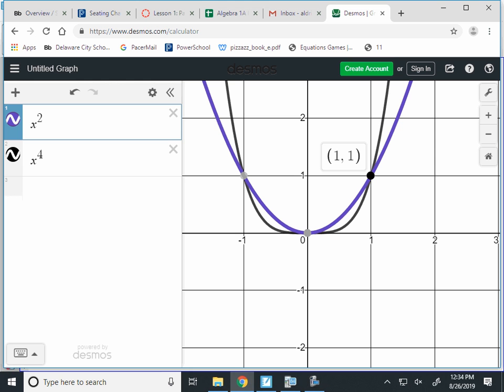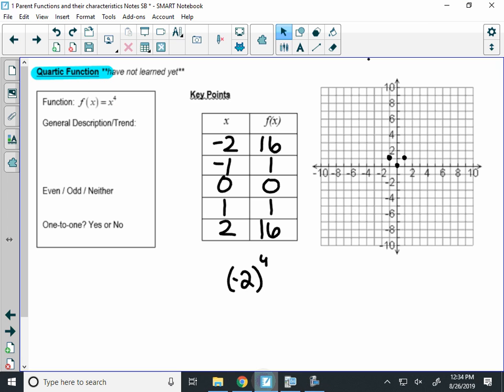So it has those same points, 1, 1, and negative 1, 1. But notice at the bottom, x to the 4th is flatter. Right? That's a characteristic of a quartic parent function. All right, so when you graph this on your paper, I know that it comes up really narrow here, but maybe try to draw a graph that looks like it has a little flatter of a bottom. It's really narrow because 2 to the 16th is a lot bigger. It grows faster than x squared, but it has a flat bottom.